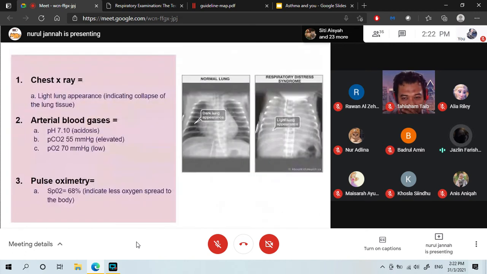So for the investigation on this patient, during the chest radiograph, there is a light lung appearance, which indicates collapse of lung tissue. We also call it ground glass appearance. The ABG result is respiratory acidosis. Partial pressure of carbon dioxide is 55 millimeters mercury, which is elevated. And then partial pressure of oxygen is 70 millimeters mercury, which is low. The oxygen saturation in the patient is 68%, so less oxygen is spread through the body.